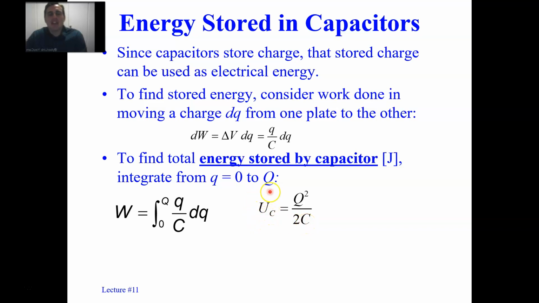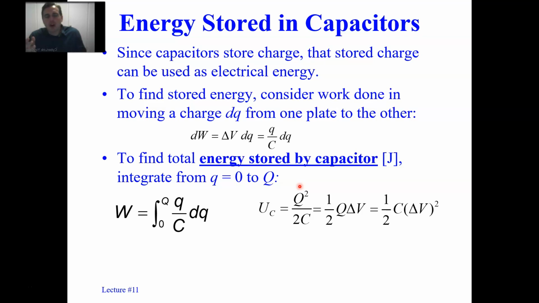So notice that the electric potential energy stored by a capacitor, this has units of joules, is going to be the total charge on the capacitor, that is on the positive plate or negative plate, the magnitude, squared divided by 2C, C being the capacitance. Now notice, you can make this into different versions of the equation. Notice this form is going to be most useful if you know the charge and you know the capacitance. But suppose we don't know that.